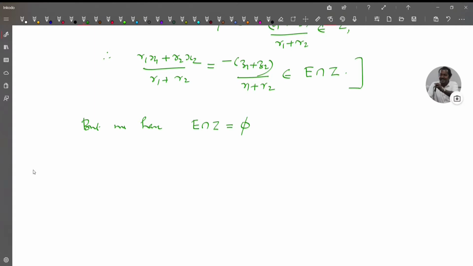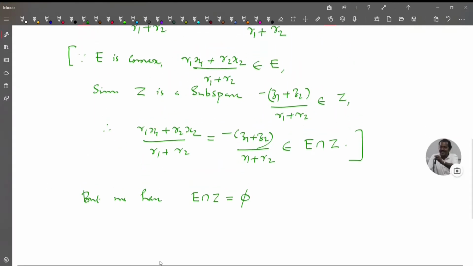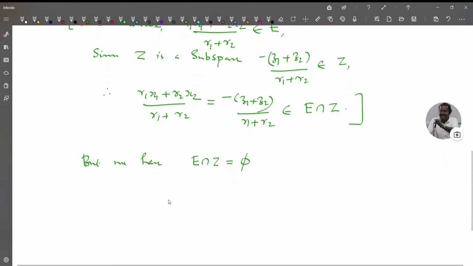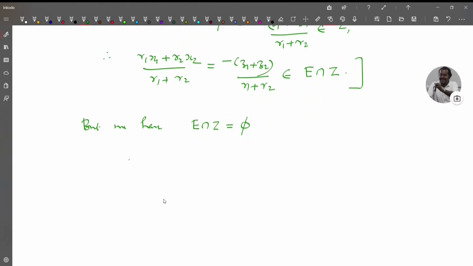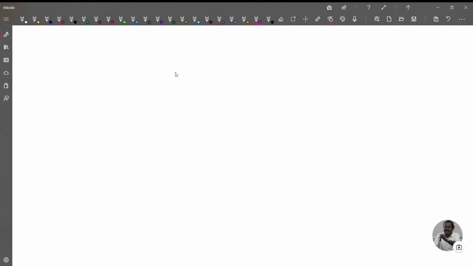But we are getting that E intersection Z is non-empty here. So that is a contradiction. Therefore we get a contradiction. That is, S intersection minus S equal to phi. We get a contradiction. This contradiction is due to our assumption that S intersection minus S is non-empty. Therefore, we have S intersection minus S is empty. Now we prove the second statement. 2.